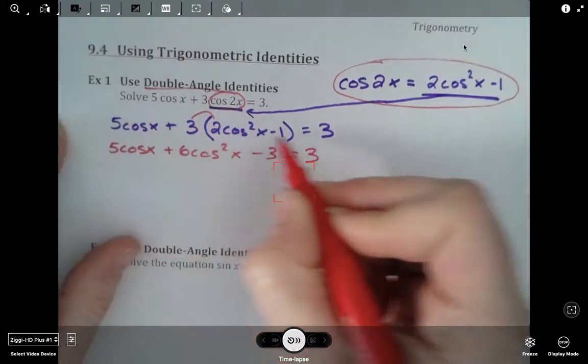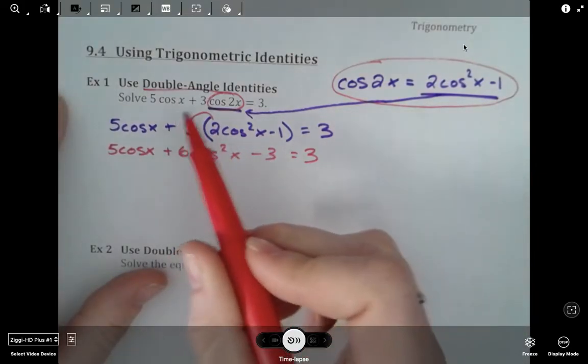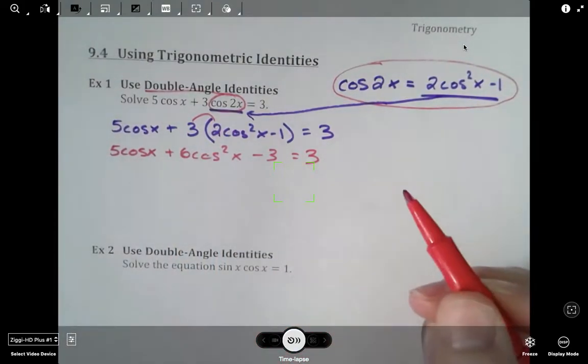So that's where we're at right now. Replacing the cosine of 2x with this part, all right? And then we multiplied through the 3, all right? So that's where we're at right now.